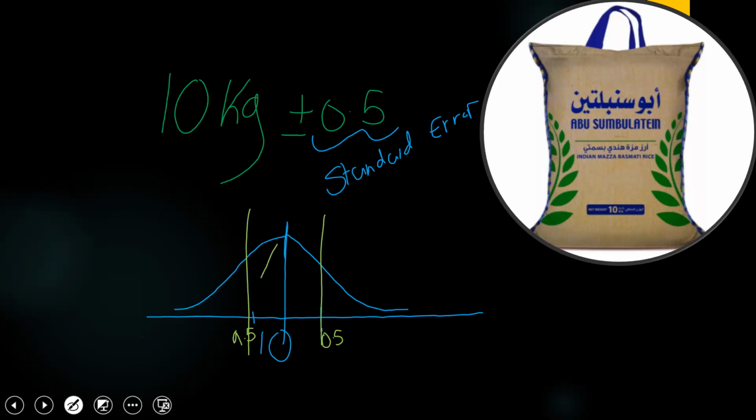So between 9.5 and 10.5, it will be acceptable. That's why sometimes you will find on the bag of rice 10 plus 0.5, it is okay. If you find it 9.5, it is okay. So after they measure each bag of rice, they will find that maybe 10.3, they will accept it. Okay, I will accept it.